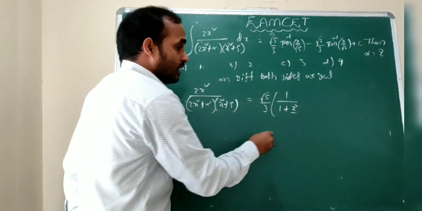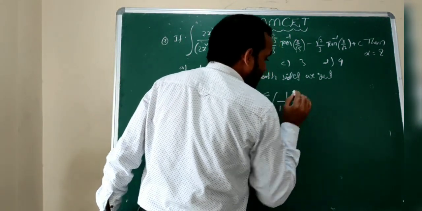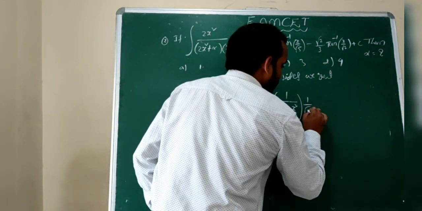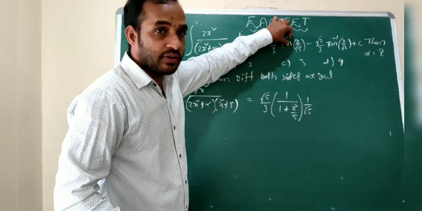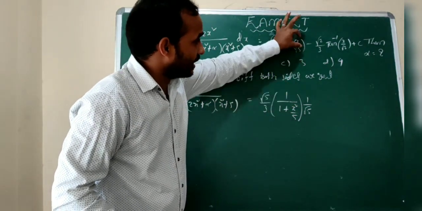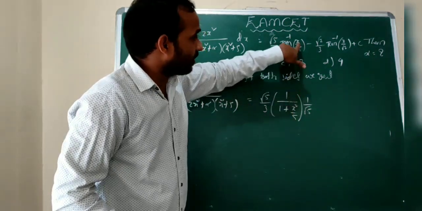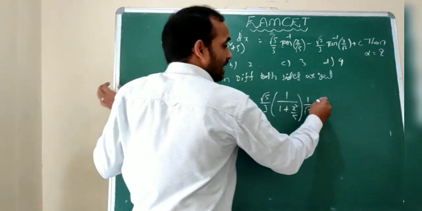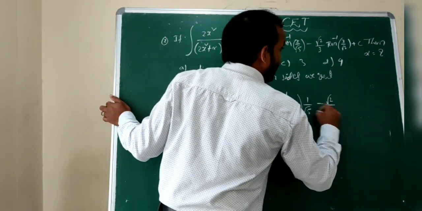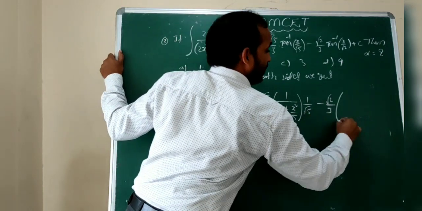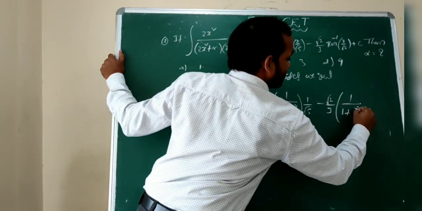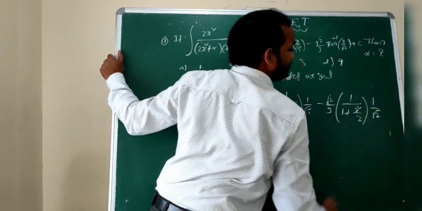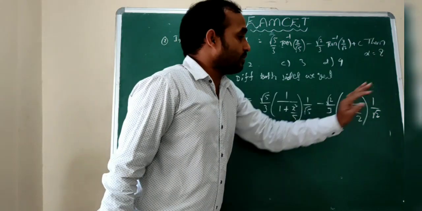Root 5 whole square means only 5, into the derivative of x by root 5, which is 1 by root 5. This is the derivative of tan inverse x: 1 by 1 plus (x by root 5) square into the derivative of x by root 5, which means the derivative of x is 1, that means 1 by root 5, minus, as it is said here, root 2 by 3 into 1 by 1 plus (x by root 2) square into 1 by root 2. The derivative of the constant will be 0.